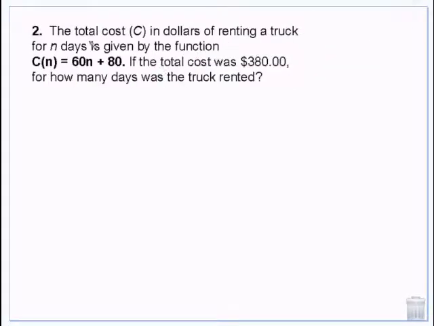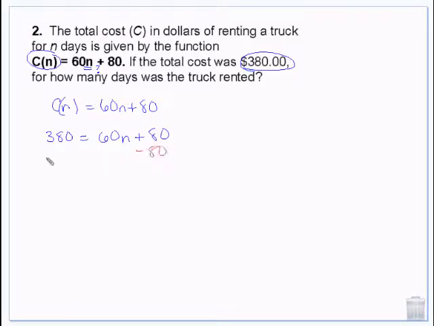So on these, we're taking the function that's been solved and we're going backwards to find out what n is. Okay, so the total cost, we're going to take c of n and replace it with 380. So if c of n is equal to 60n plus 80, that means 380 is equal to 60n plus 80. We're going to solve, yeah.